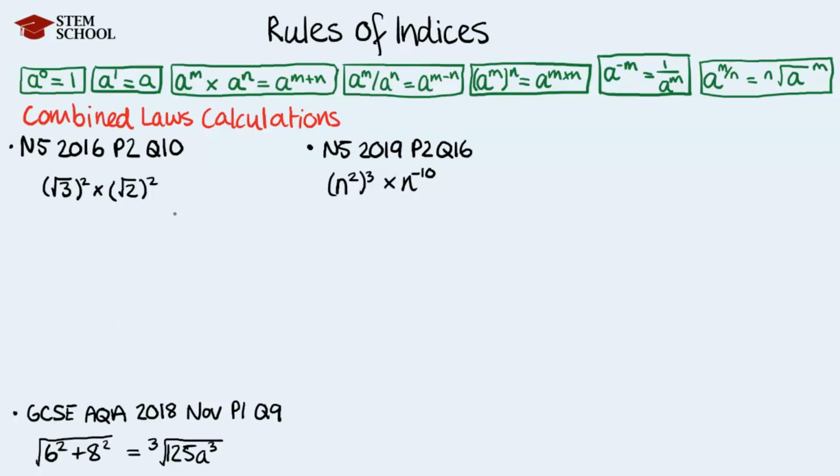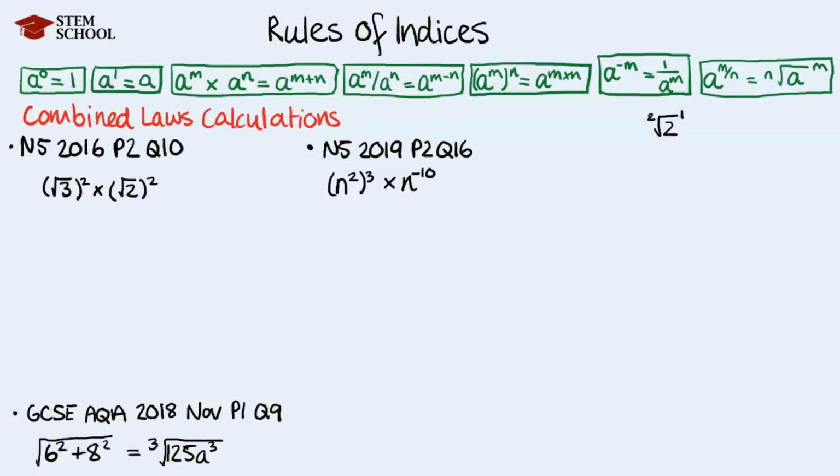Alright, so let's do some questions which will require us to use multiple rules in the same question, okay? So this first question here, we've got root 3 all squared multiplied by root 2 all squared. So the easiest way to deal with this is by turning this square root into a fractional power using this rule here. So what you should appreciate is that when you have root 2, something like that, you imagine a 2 there and a 1. Okay, so since square root is quite a common operation, you don't normally write it.